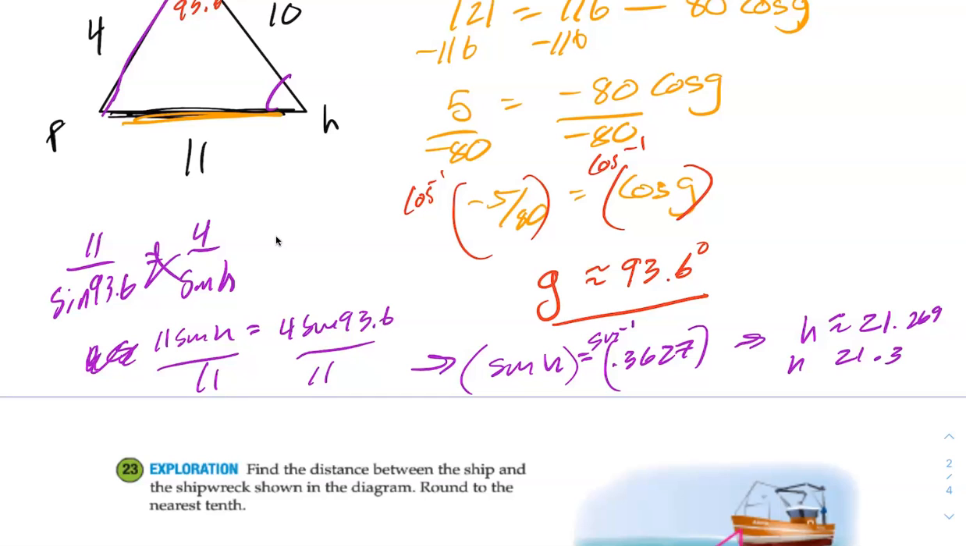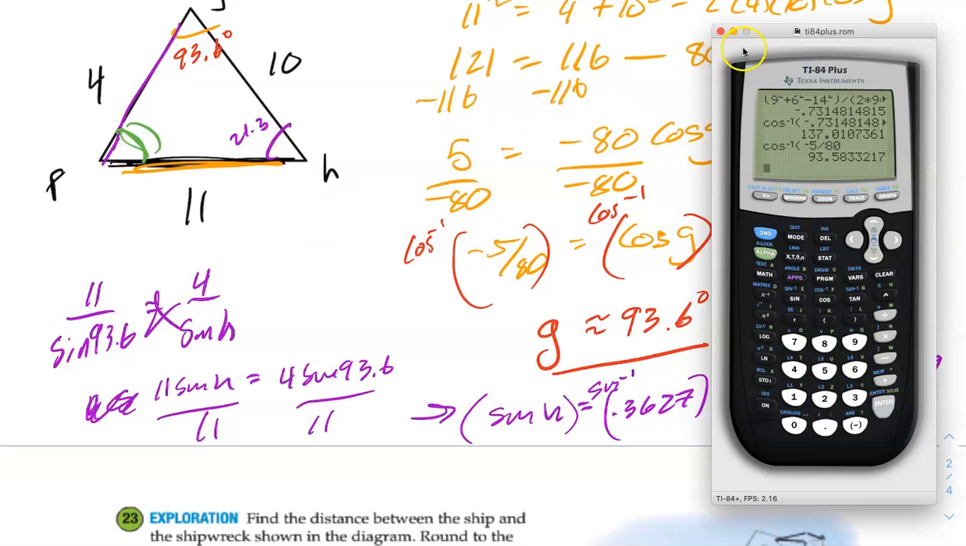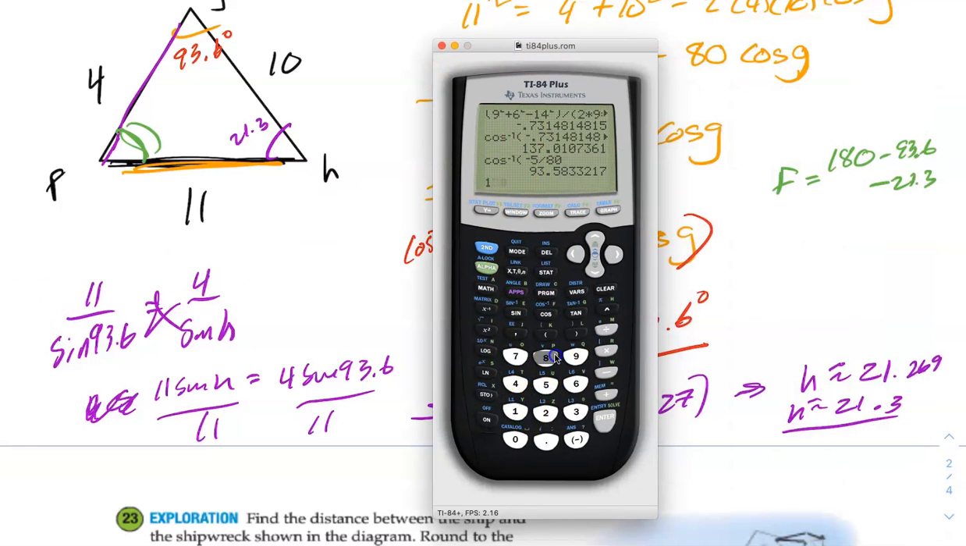Right, and then once you have those two, I'm gonna put it in before I forget. Find the last one, it's always the easiest thing. Find this guy, right? Just 180 minus those two. So if I want angle F, it'd be 180 minus 93.6 minus 21.3. Let's use our calculator so I don't mess up. So 180 minus 93.6 minus 21.3. 65.1 degrees. It should all be degrees.